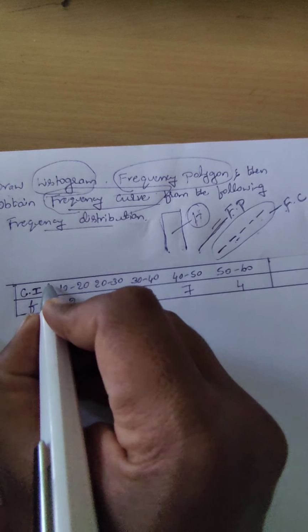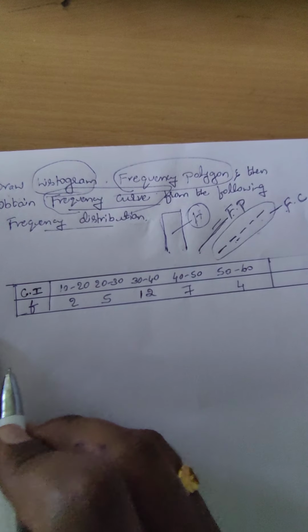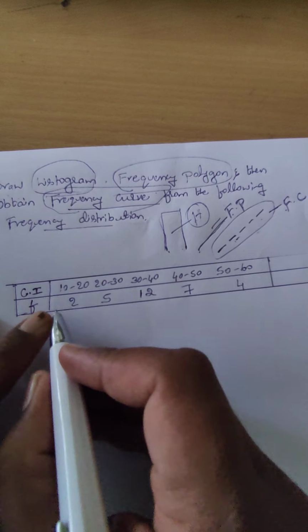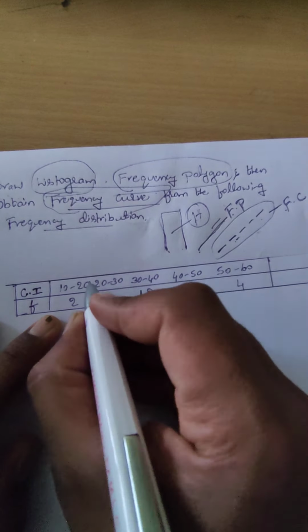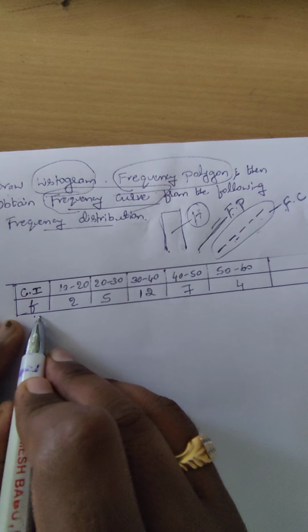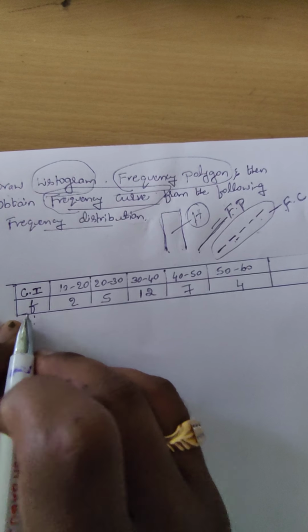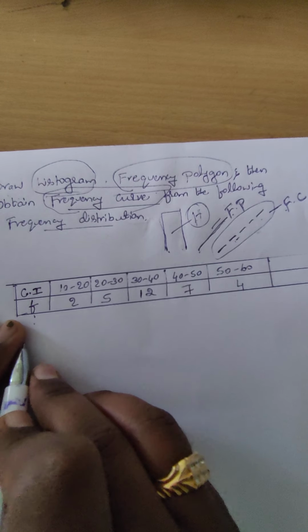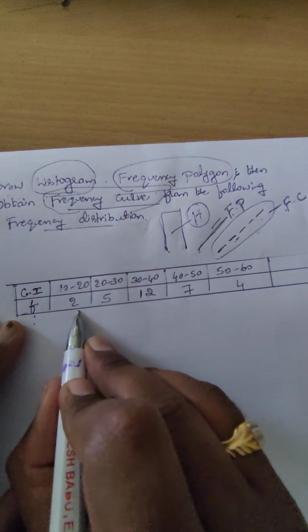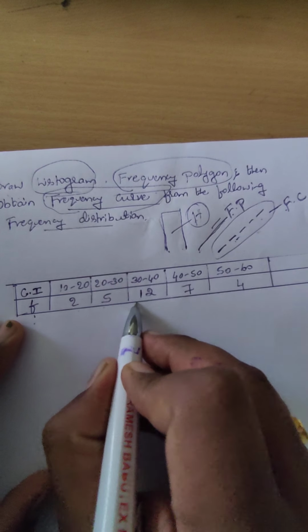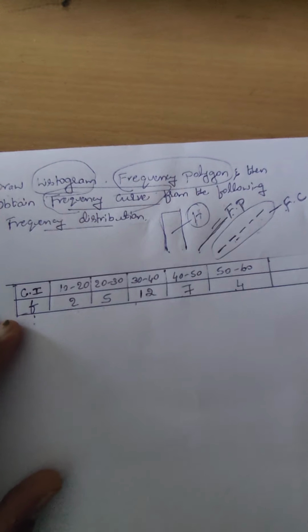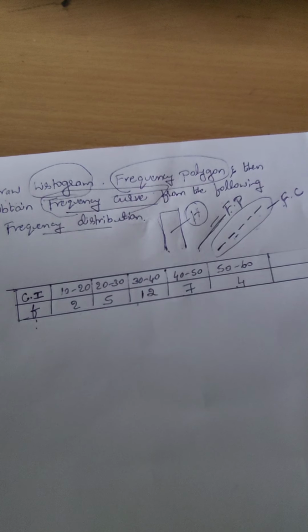The given information: first is CI, class intervals. The class intervals are given as 10 to 20, 20 to 30, 30 to 40, 40 to 50, 50 to 60. Next is f, the frequencies: 2, 5, 12, 7 and 4. This is the given information.